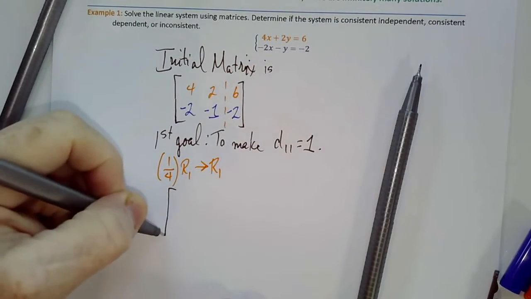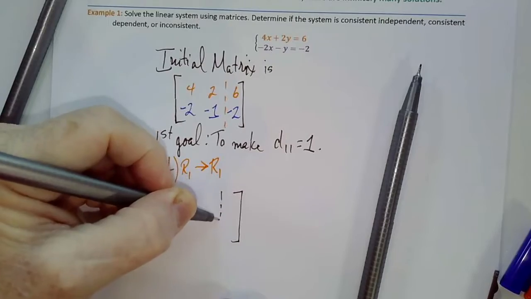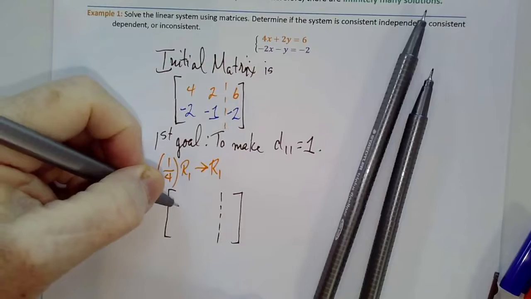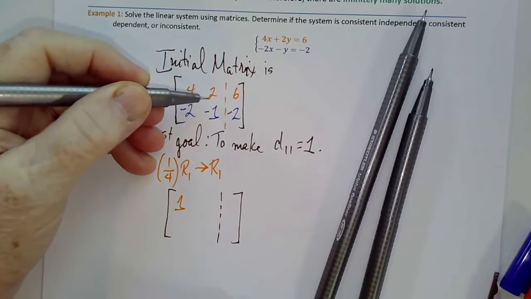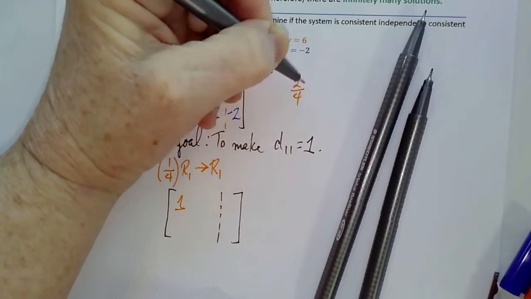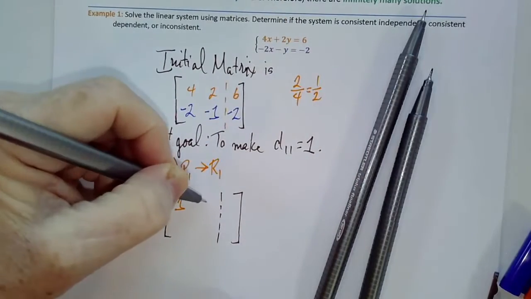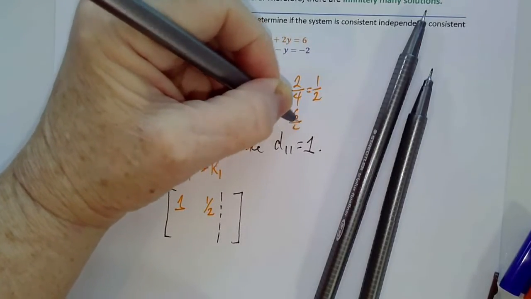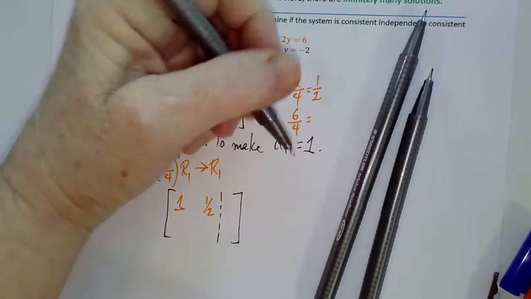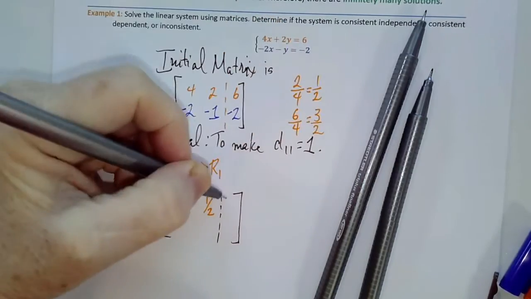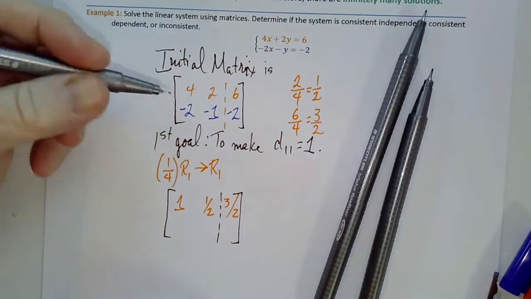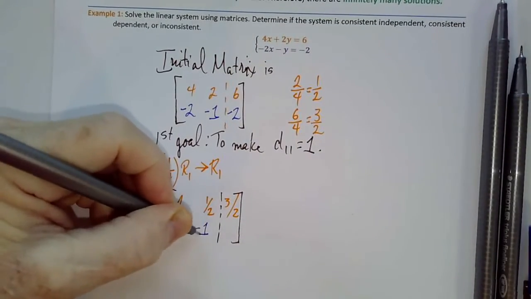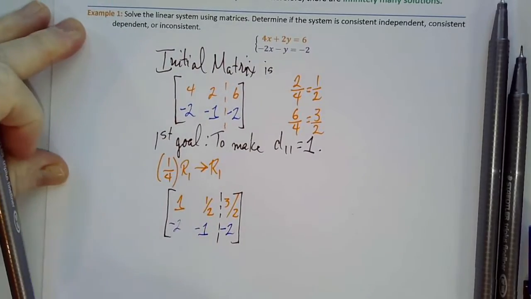So that our matrix becomes, let's see, 4 divided by 4 is 1. 2 divided by 4, we've got to simplify that. 2 divided by 4, that's the same as 1/2. And 6 divided by 4, if we divide both of these by 2, we get 3 over 2, so 3/2. And then the second row is still negative 2, negative 1, negative 2.